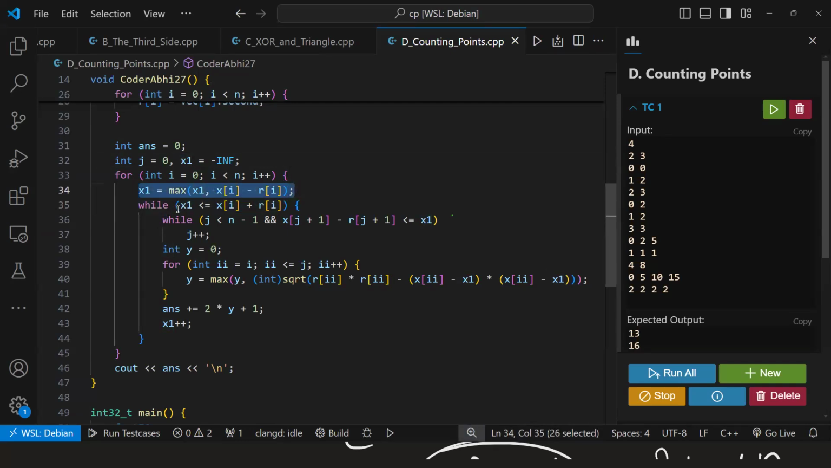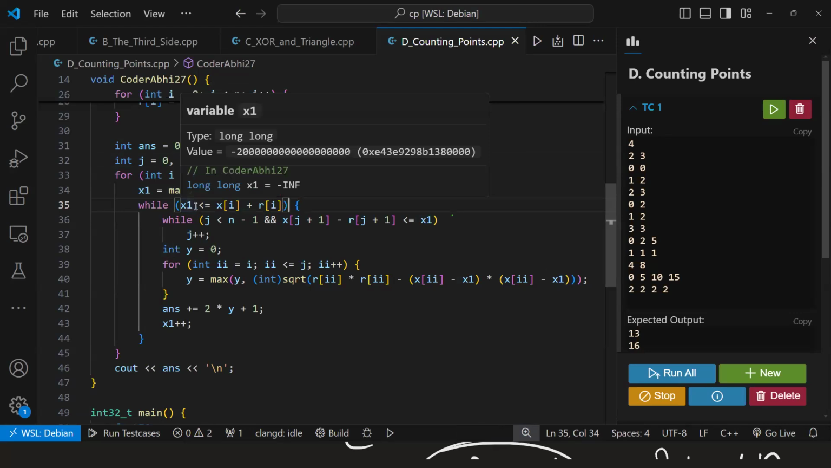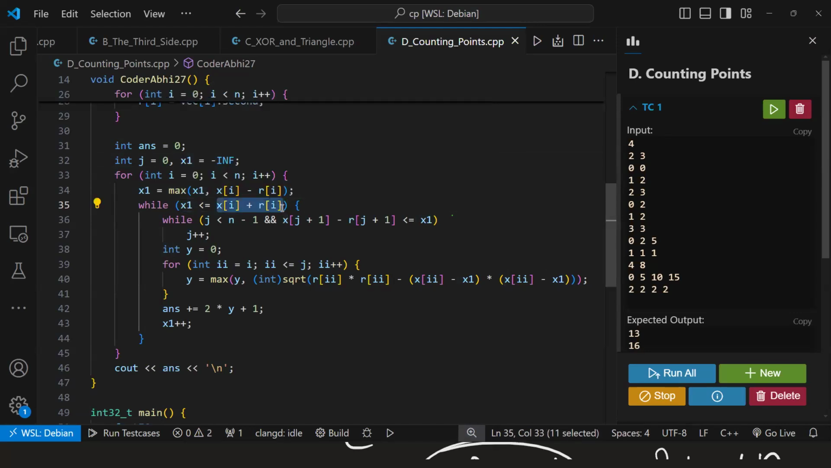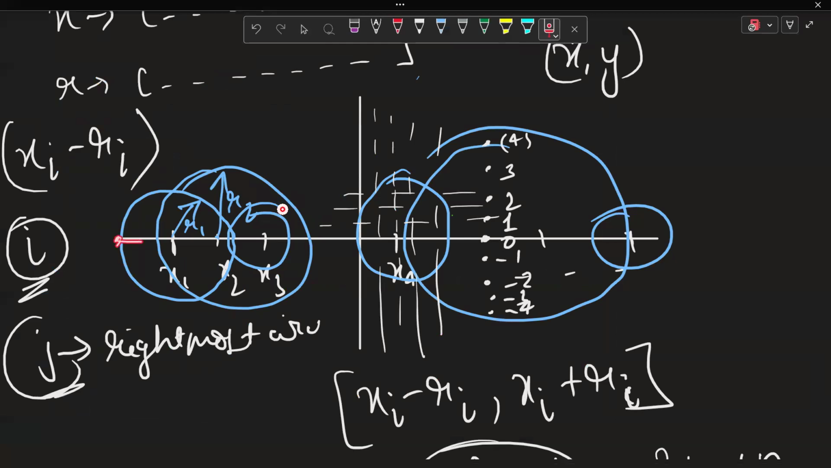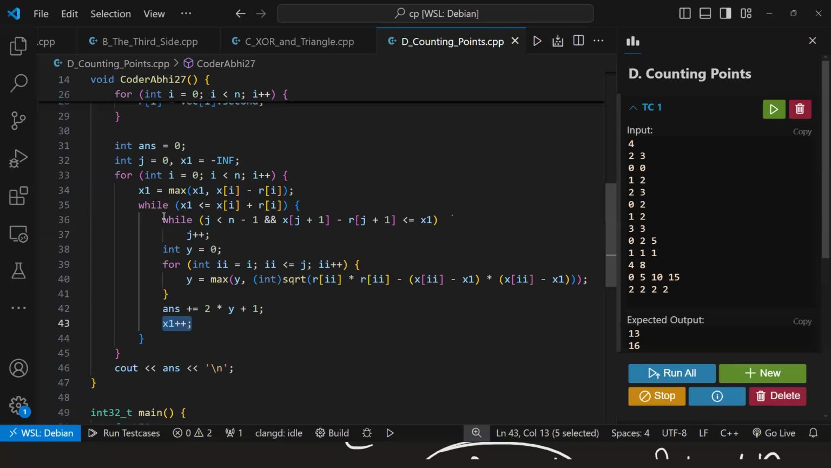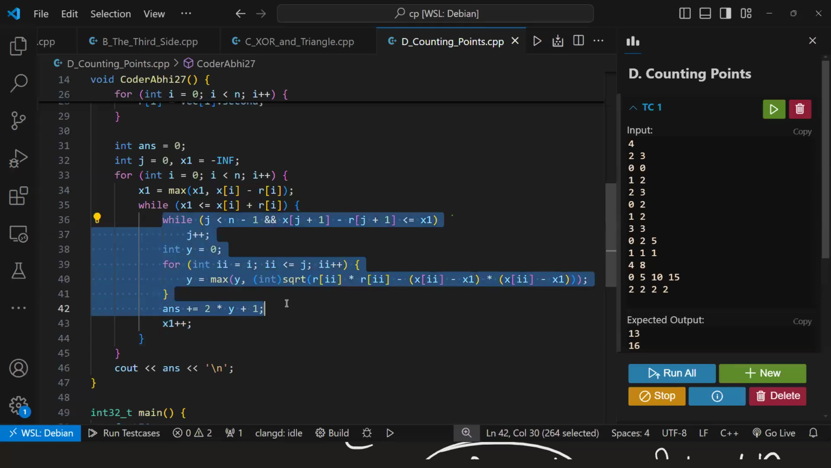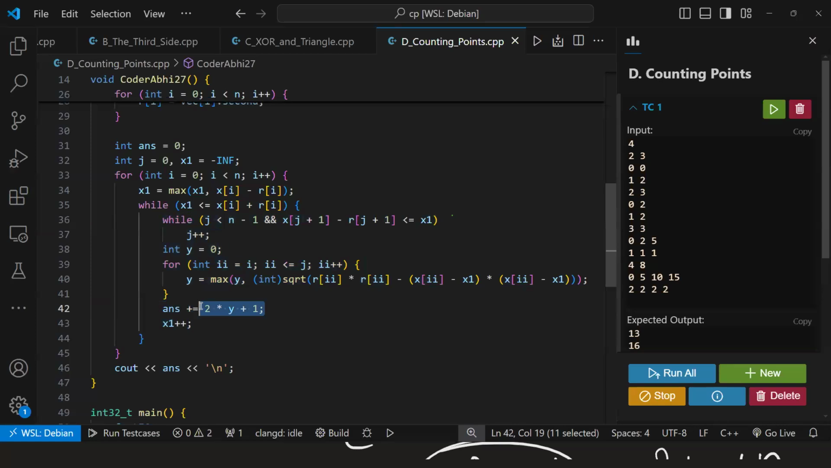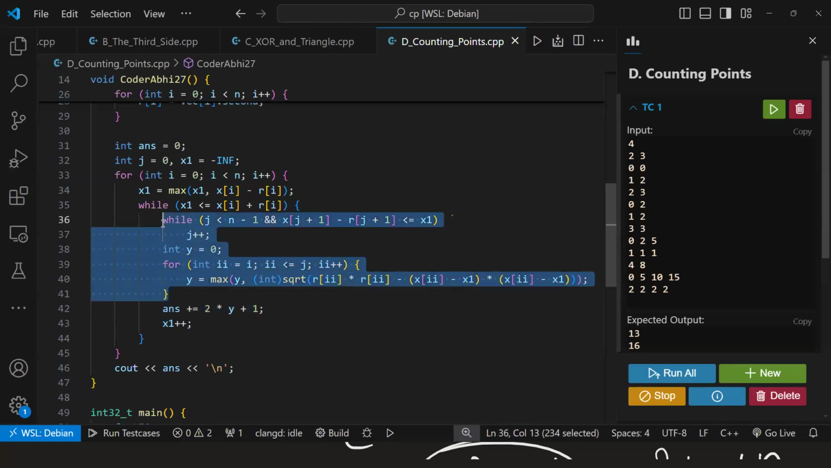After that, in this while loop, I'll run for all the values up till xi plus ri. That was my starting point for my loop, and now I'll run until xi plus ri, doing x plus plus. This is the code where I'm checking, for this fixed x dash, what is the maximum y dash that I can get. I'll calculate that and add 2y plus 1 to my answer. So here I'm calculating the maximum y dash.